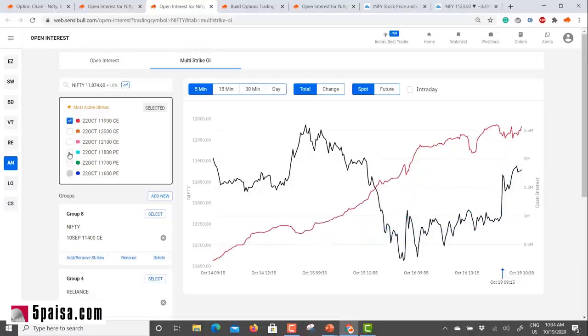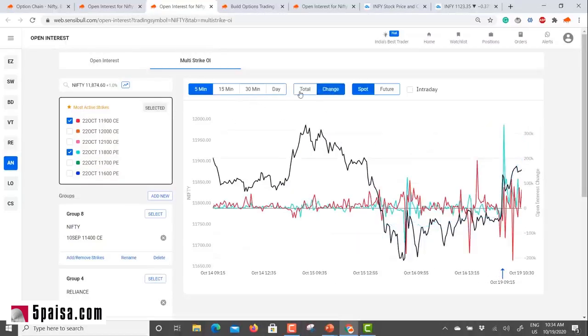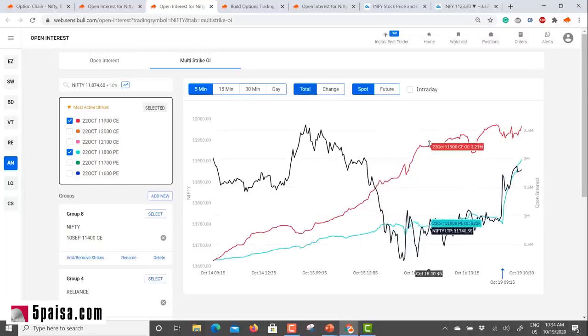So this tells you day's action on a select few strikes along with Nifty graph for that day's price action. So you can change the time frame, you can have a total view or a change view. I strongly recommend the total view. So basically, how do I interpret it? Today, this is today, October 19th, 9:15. Market has gone up, so has puts.